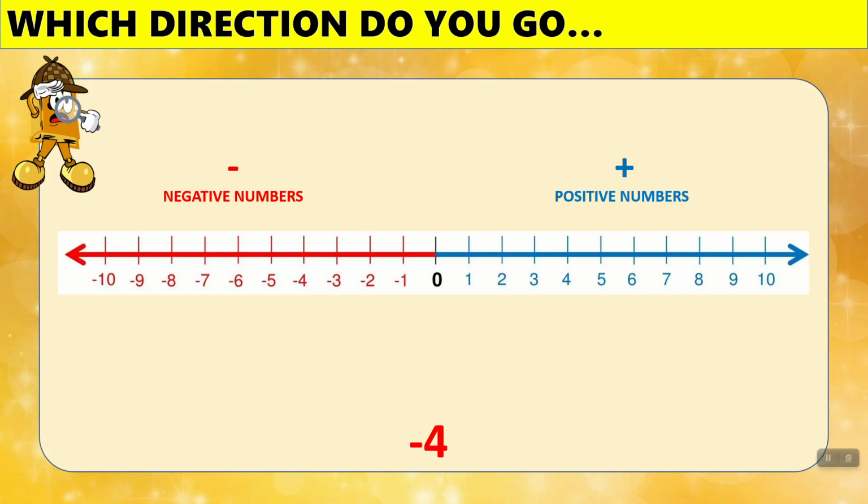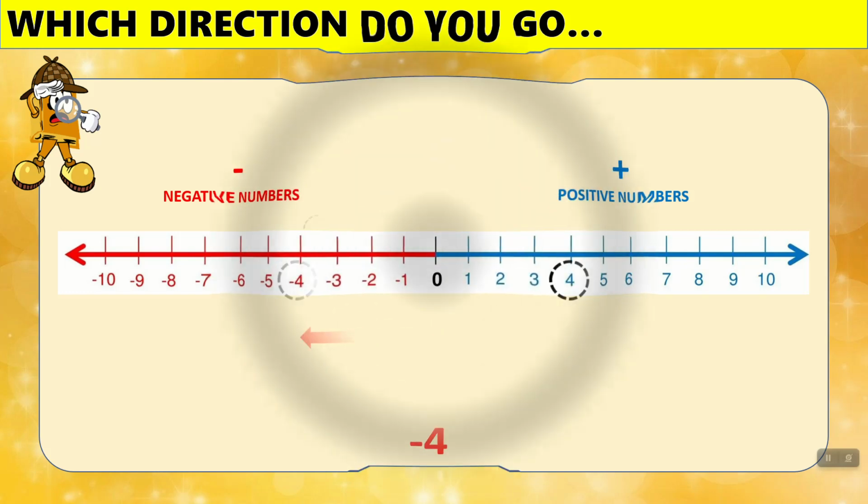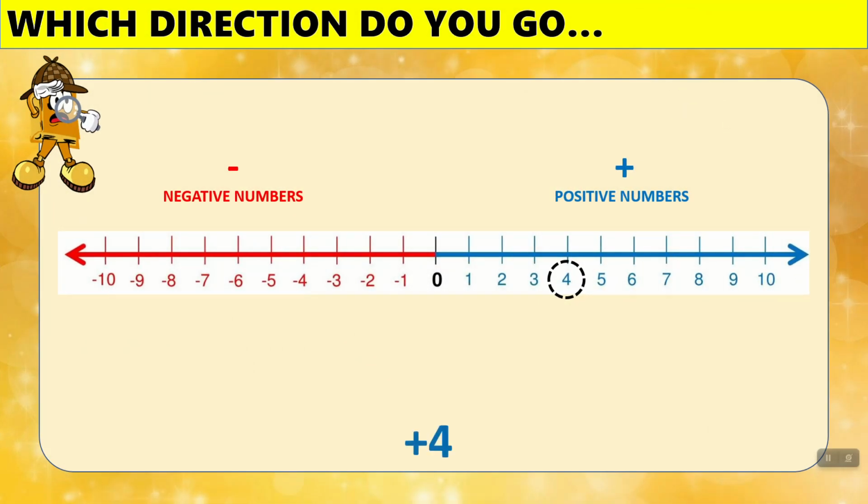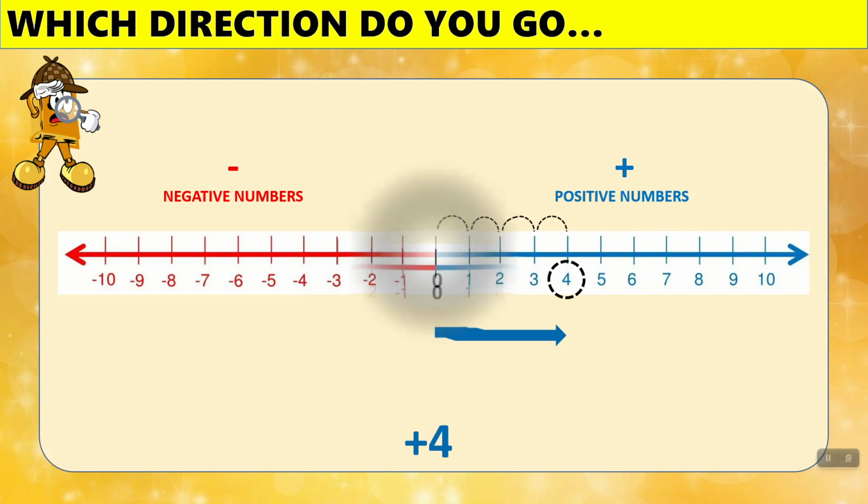Let's take a look at the number minus 4 or negative 4. In order to get to negative 4, if we started at 0 and we went 4 spaces to the left, we would end up at negative 4. Let's look at the number plus 4. If we started again at 0 and worked our way 4 spaces to the right, we would end up at positive 4. So it tells us the direction to go when we start at 0, whether it's negative or positive. The sign in front, if it is a plus, we will go in the right direction, and if the sign is a negative sign, we will go in the left direction.